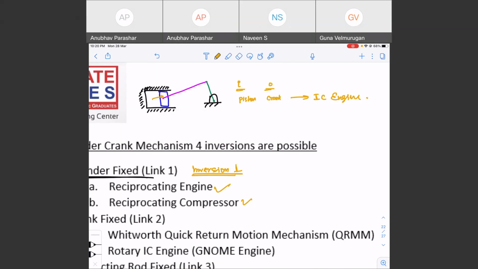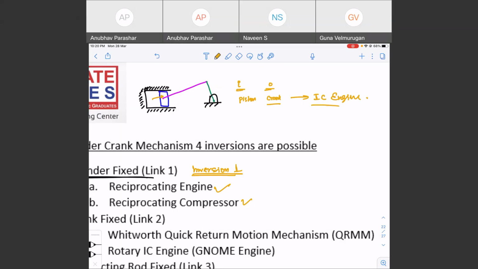Because of the motion of the piston, the connecting rod will move. The connecting rod is moving, means the crank is moving, right? Now the crank, this is the engine. Now the crank is connected to the transmission system, so the wheels will rotate, right? So if the input is from the piston and the output is taken from the crank, you call it an IC engine.